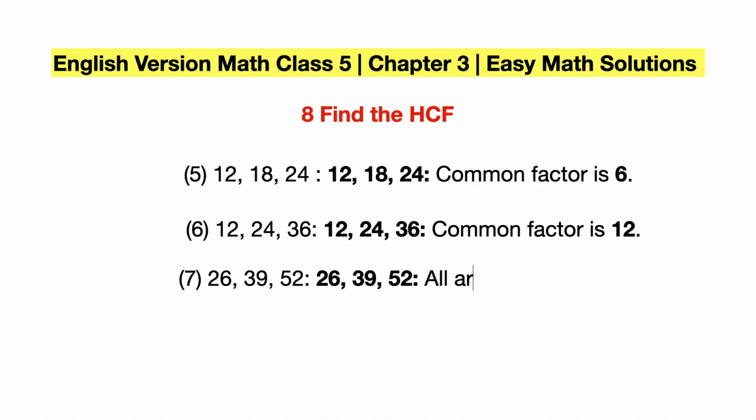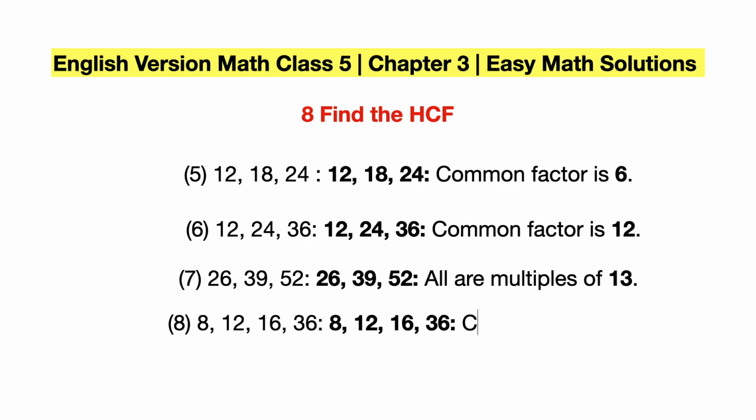Number 7: 26, 39 and 52. The common factor is 13, because you can divide all of them by 13. And number 8: 12, 16 and 20. The common factor is 4, because they can all be divided by 4.